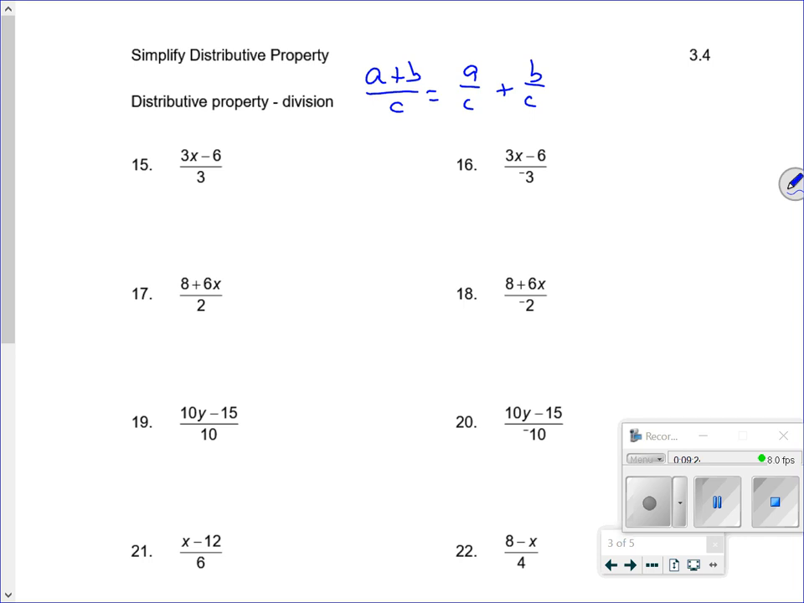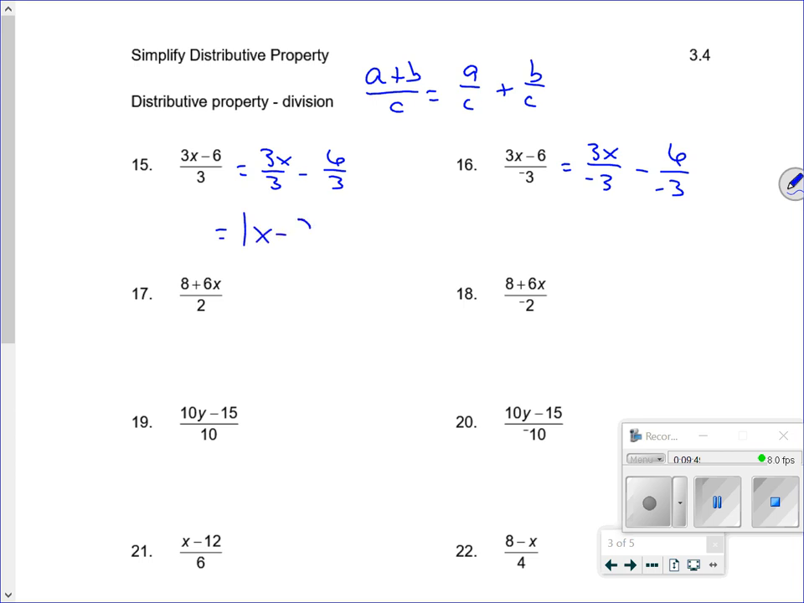Both of them are divided by 3. So the work for this problem would be 3x divided by 3 minus 6 divided by 3. For number 16, it would be 3x divided by -3 minus 6 divided by -3. So just like multiplication, each term is divided. And then we'll do a little reducing. Some of them you can do in your head, some of them you're going to want your calculator for.